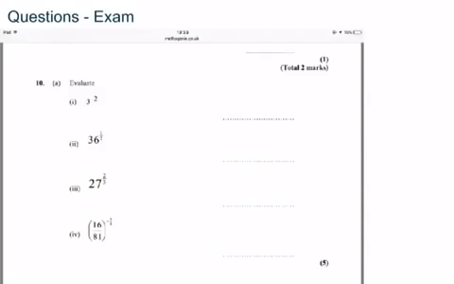So the first one says 3 to the power of minus 2. We said earlier in our rules that when you raise a base, so the base here is 3, to a negative power, then in your answer you're going to take just the reciprocal of that. So what's 3 squared? Well, 3 squared is 9, and the reciprocal of 9 is 1 over 9. So that's your answer.